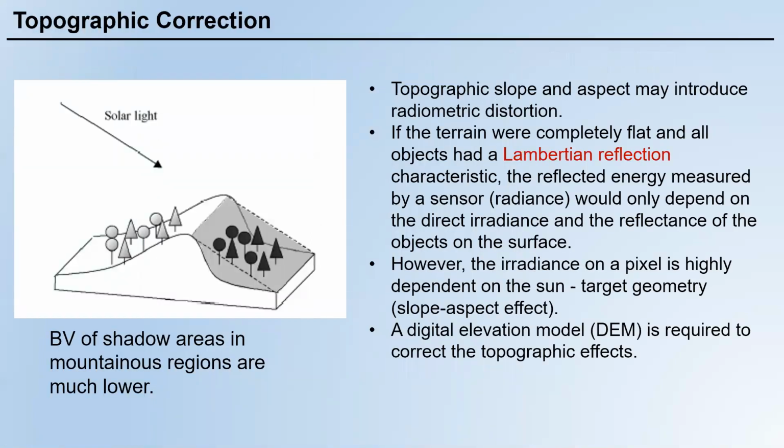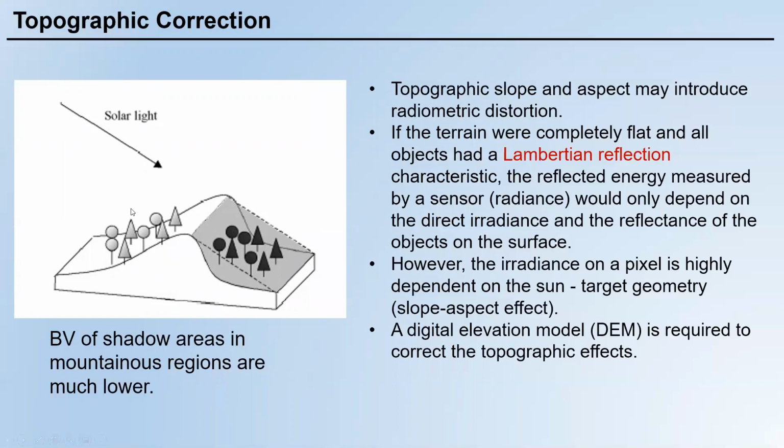So for the last part of this lecture, I want to talk a little bit about topographic correction. There is always slope in the real world, right? So topographic slope and aspect may introduce radiometric distortion. For example, the solar light is shining from this direction. We have vegetation on this side of the hill, and we also have the same vegetation on the other side of the hill.